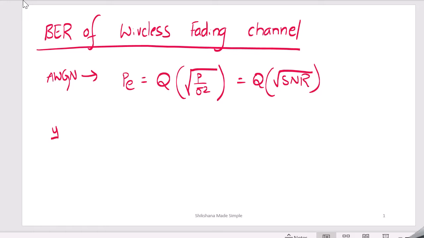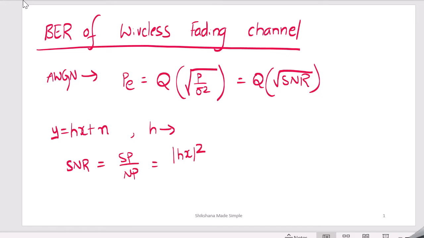So we have y is equal to hx plus n, where h is the wireless fading channel. All right. So for this, we need to calculate the SNR. So what is SNR? Signal power divided by noise power. Signal power is given by hx, this is the signal over here, which is the whole square, divided by modulus of n square. Since h and x can be considered as independent, we can write it as mod of h square and mod of x square divided by sigma square. Mod of h square is the power, which we have taken as g, and this is P divided by sigma square.